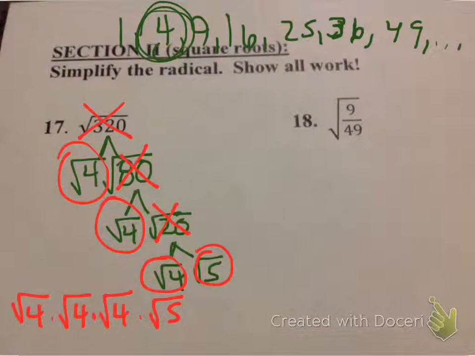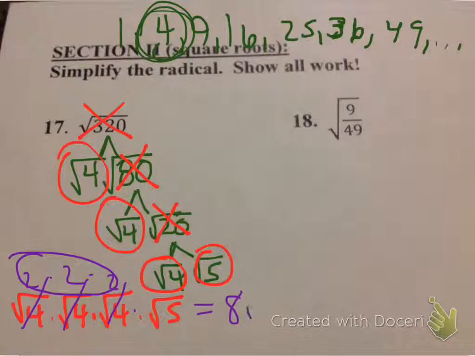Okay? So I know the square root of 4 is 2. So now I have 2 times 2 times 2 times the square root of 5. 2 times 2 times 2 is 8 times the square root of 5. This is completely simplified now. I have one number on the outside and one number on the inside, and that's it. So the solution for this was 8 square root of 5.